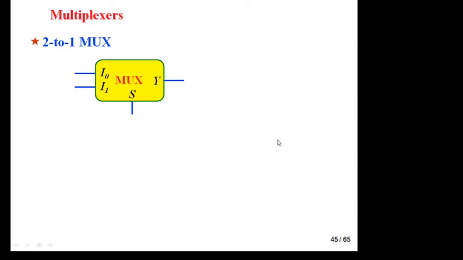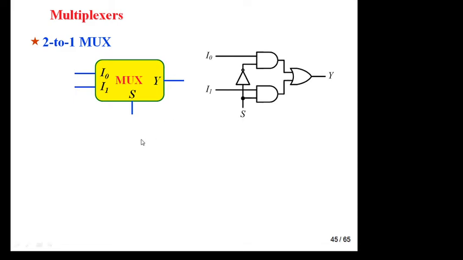Now this is a 2 to 1 mux. There is one select line, so 2 to the power 1, 2 inputs and 1 output. And you know what the possible values of s are: s bar and s. So the output is I0 s bar plus I1 into s. So an OR gate is required.